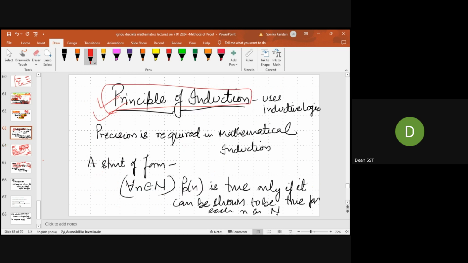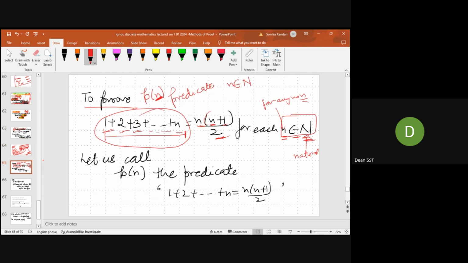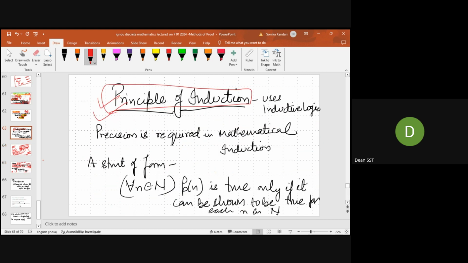In the similar way, suppose we have to prove that 1 plus 2 plus 3 up to n is equal to n into n plus 1 by 2 for each n belonging to set of natural numbers. It means for Pn with n equal to 1, we can prove this. For n equal to 2, we can prove this. For n equal to 3, we can prove this. N equal to 4, this is true. Up to n. For n, this is true. So we can say, fine, this is true. In this way, we have to prove. And this is through the principle of induction. Here we use inductive logic. Fine. It means for all. This statement is for all. For all n. N is variable.